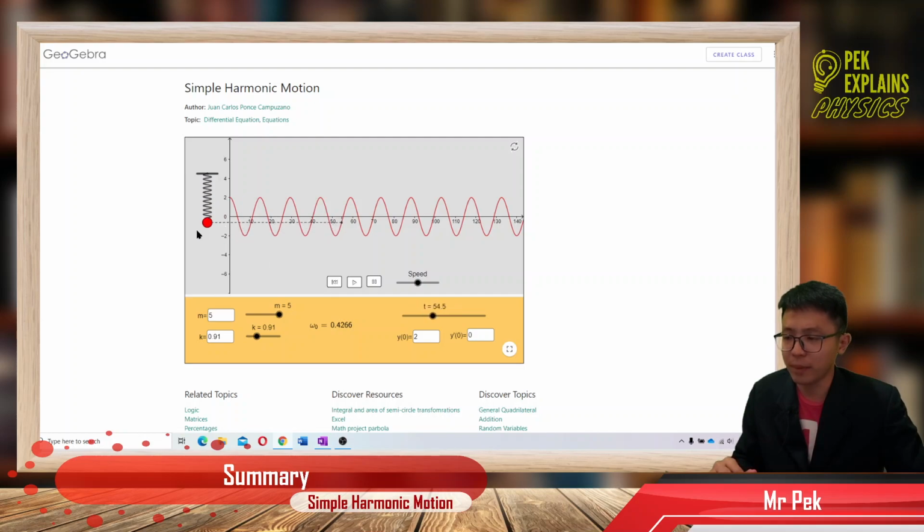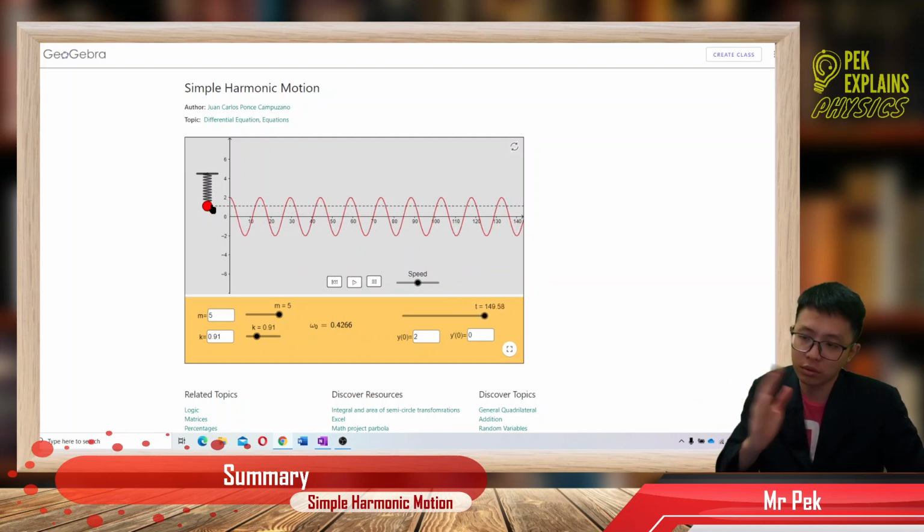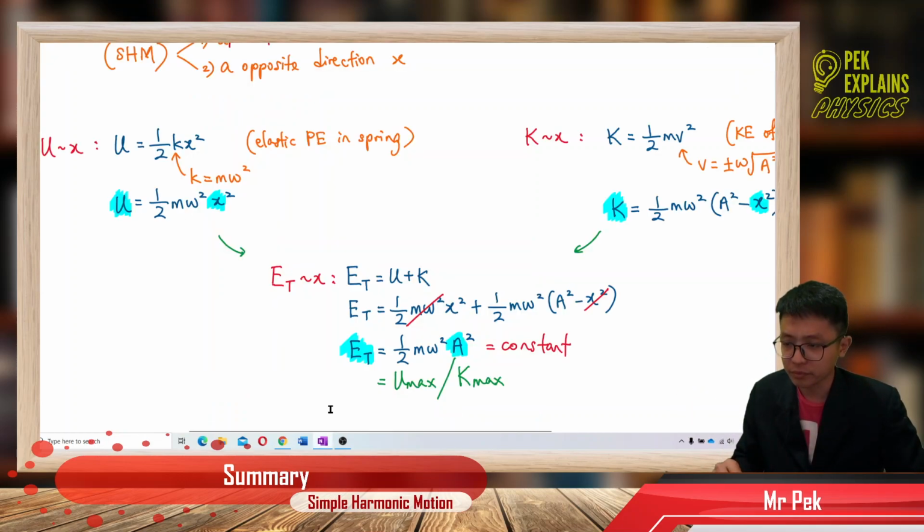And you see, no damping happens, so no loss of energy. So the total energy is always constant. The energy just changes between elastic potential energy and kinetic energy. So the total energy is potential energy plus kinetic energy, U plus K.